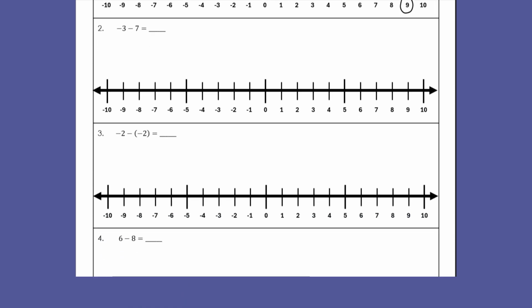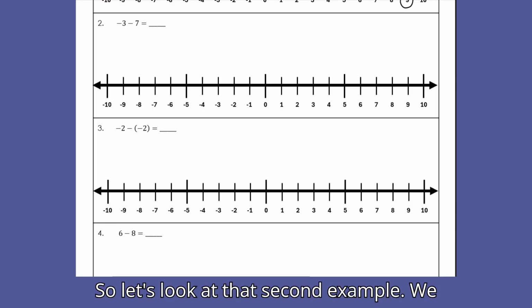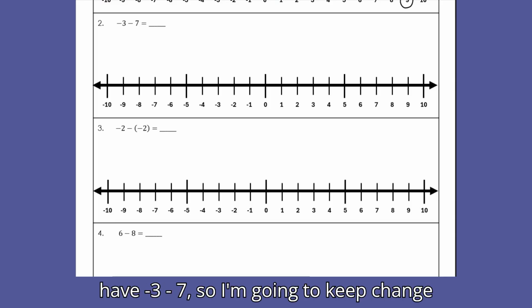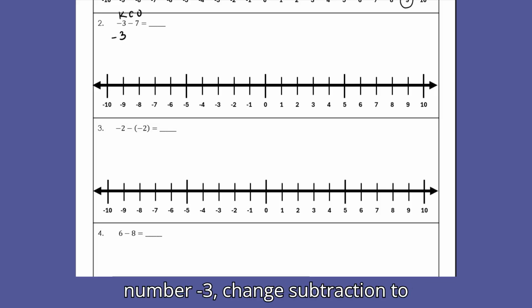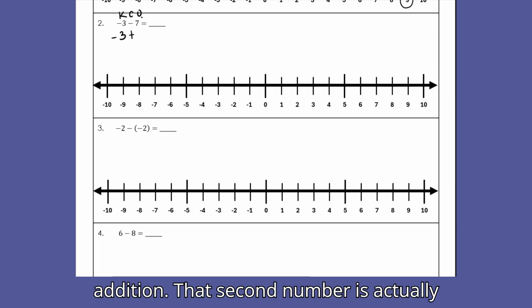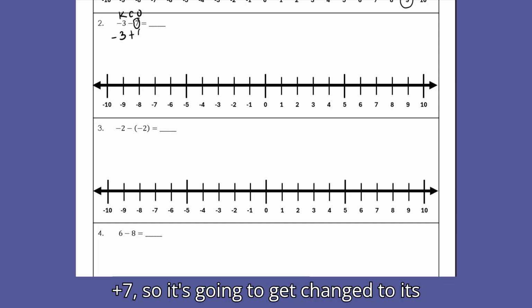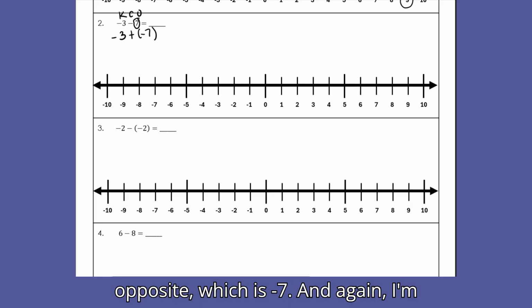So let's look at number 2. So let's look at that second example. We have negative 3 minus 7. So I'm going to keep, change, opposite. So I'm going to keep the first number negative 3, change subtraction to addition. That second number is actually positive 7, so it's going to get changed to its opposite, which is negative 7.